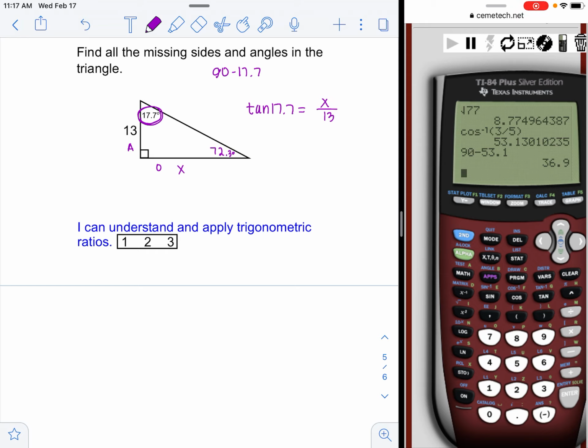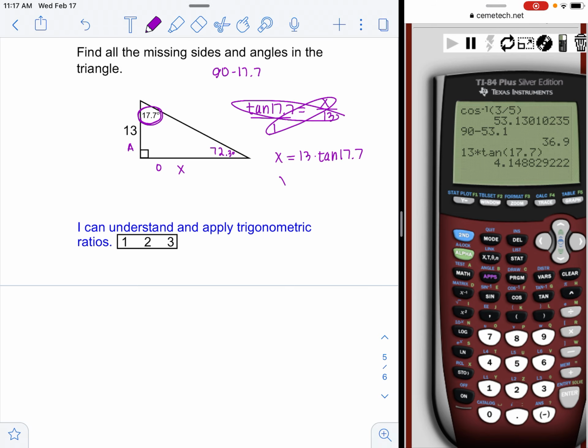Tangent of 17.7 equals opposite, which is x, over adjacent, which is 13. Solving for a missing side, so I'm going to put this over 1 and cross multiply. 1 times x is x, and then I have 13 times tangent of 17.7. Hit enter. I have x equals 4.15. So I'm going to erase this and put 4.15 right here. Now you can use the Pythagorean theorem to find your third side, or you can use another trig function.